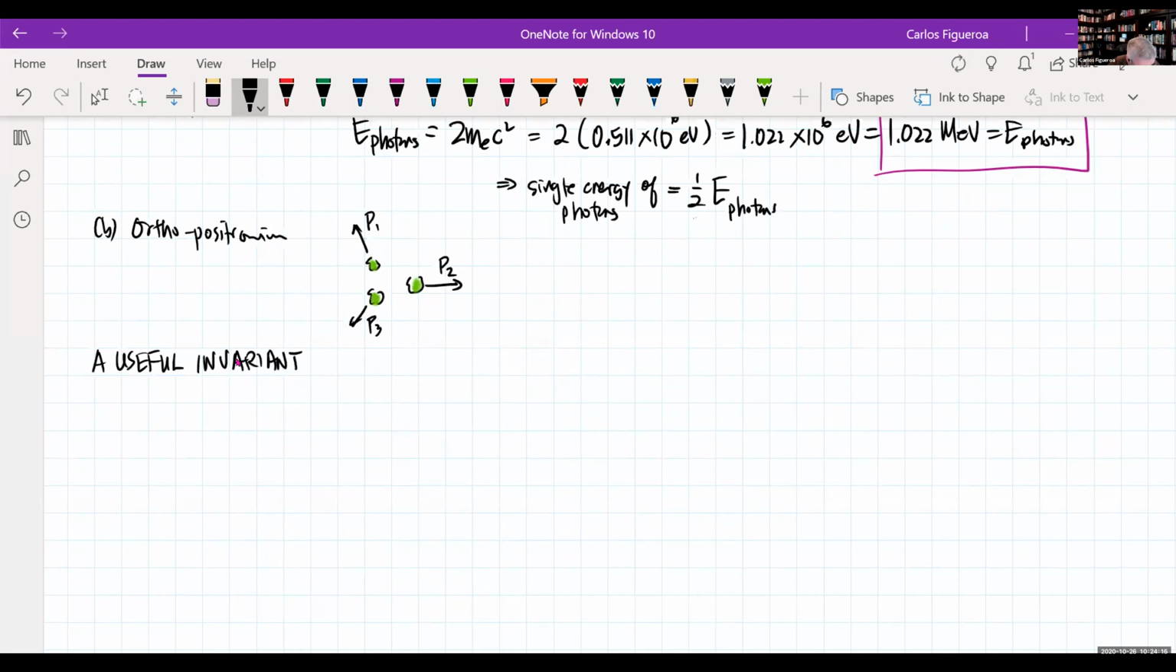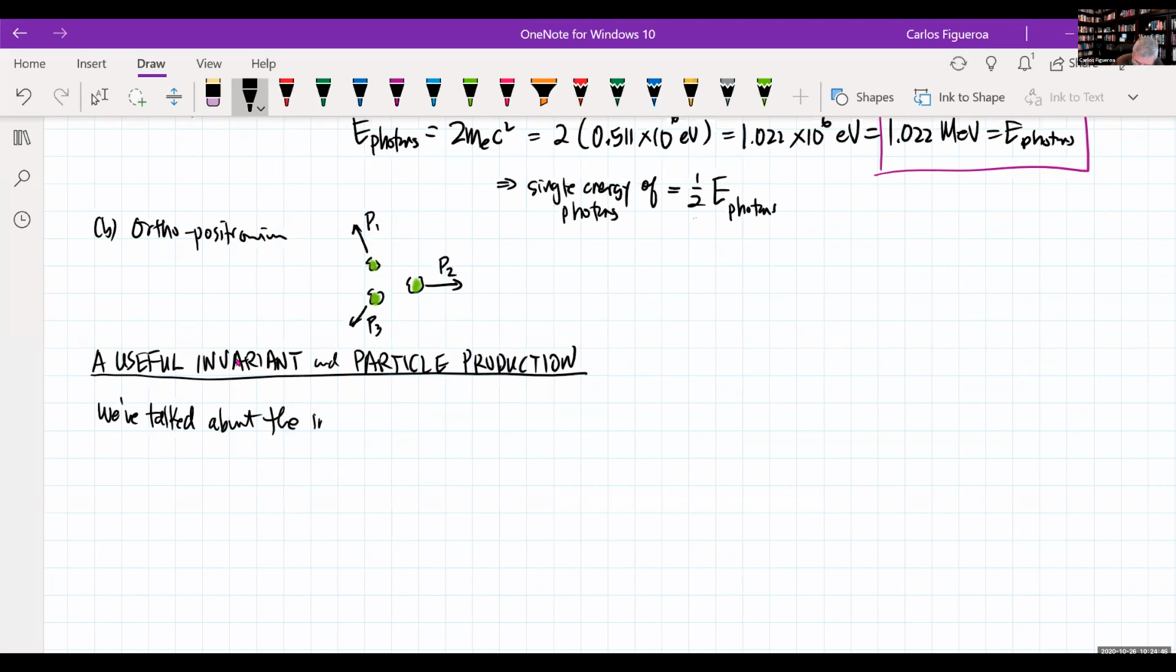This is the last topic in this chapter, a useful invariant and particle production. We've talked about the invariant mass of a particle. And what we really said when we did this, we said that if I have a single particle, I can look at its 4 energy in any frame I want to look at. So I could look at it from the prime frame, or I could look at it from the unprime frame. This guy is always an invariant.